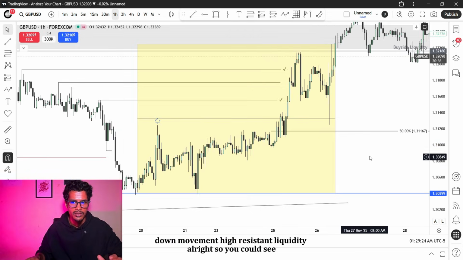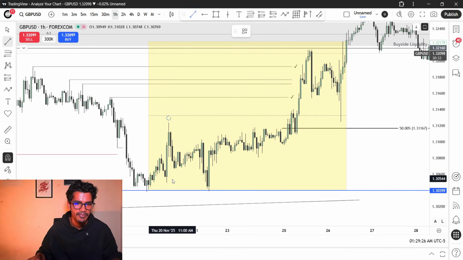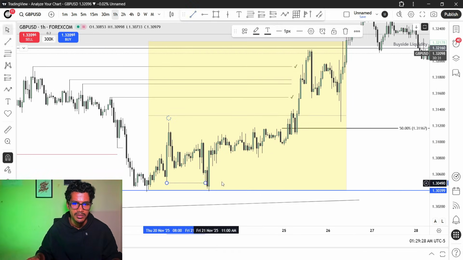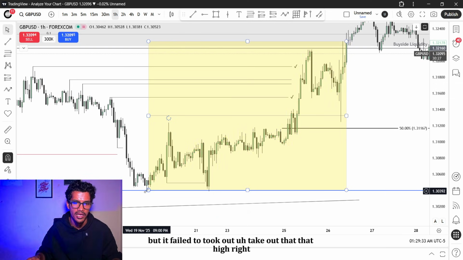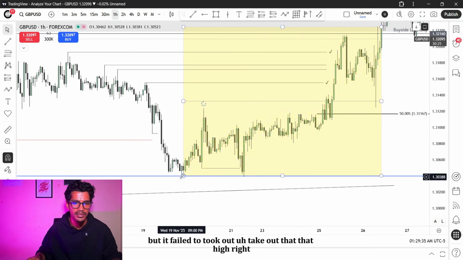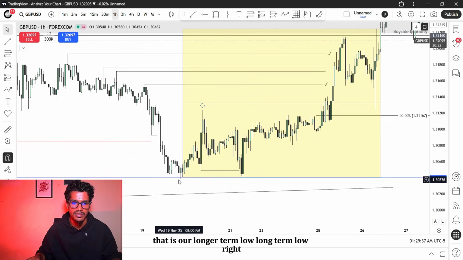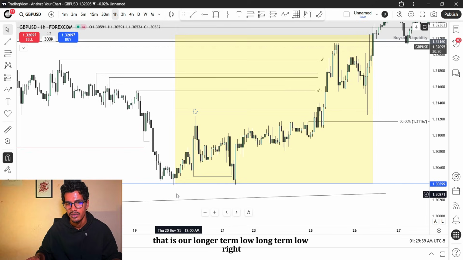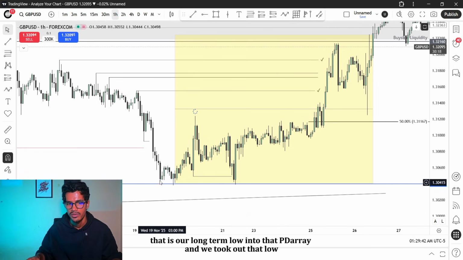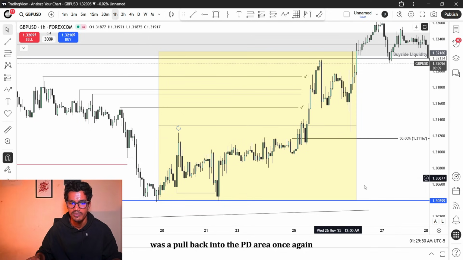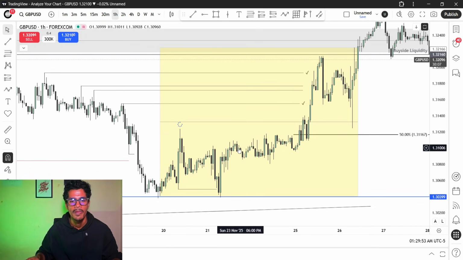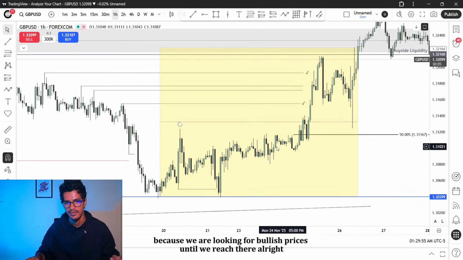All right, so you could see, although we have taken out that low, it failed to take out that low right there. That is our longer-term low, long-term low, right? That is our long-term low into that PD area, and we took out that low. So this right here was a pullback into that PD area once again, because we are looking for bullish prices until we reach there.